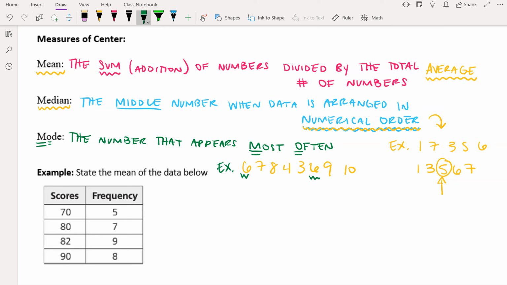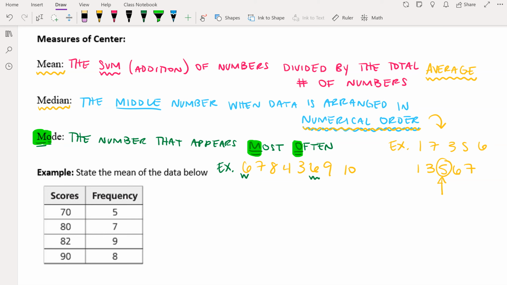One way I like to remember mode, compared to median and mean, is that mode starts with the letter M, O, and most often is like the meaning of mode, the number that occurs most often. So that's a good way to remember mode.